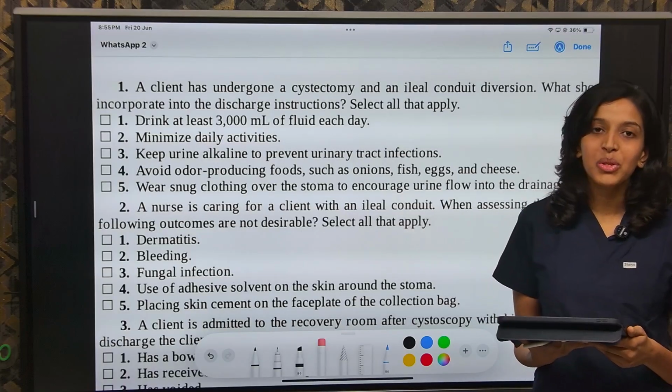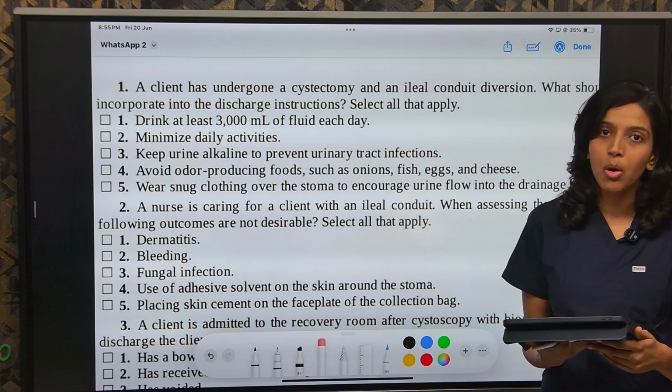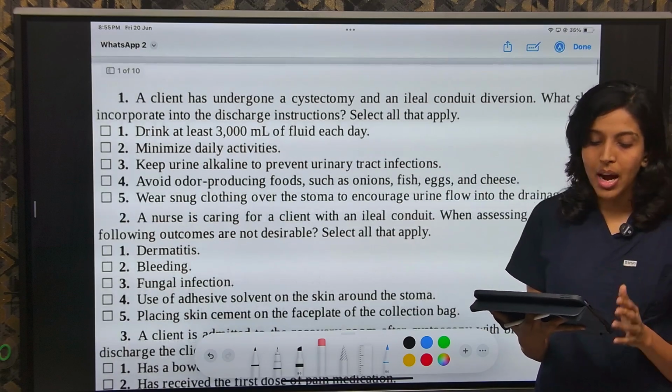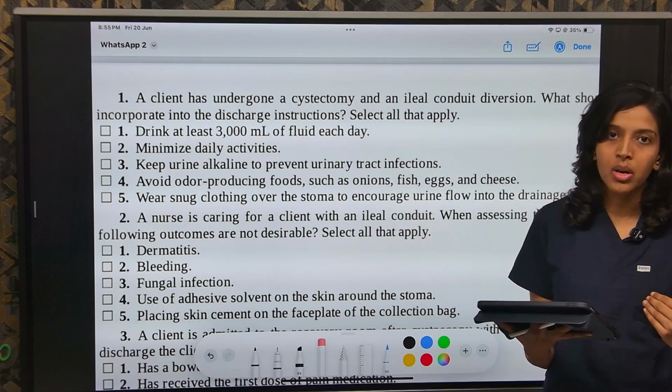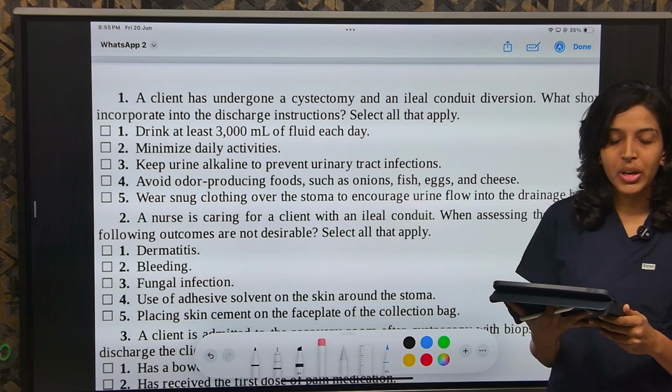Hello everyone, my name is Jyoti Beniwal and today we are going to discuss MCQ questions of the renal system based on your NCLEX. So here are the questions and we will discuss them one by one, and you have to choose the right answer. Let's start with question number 1.